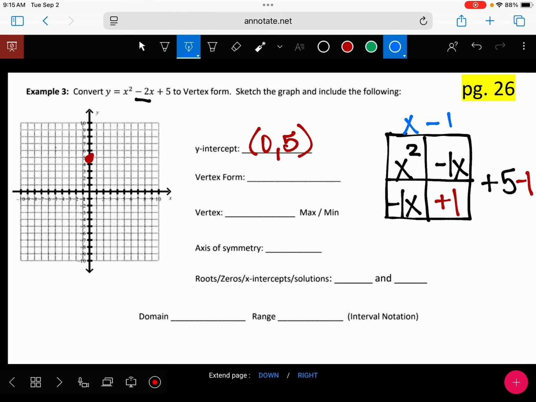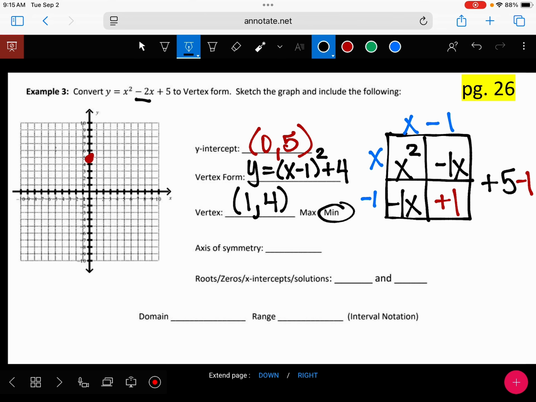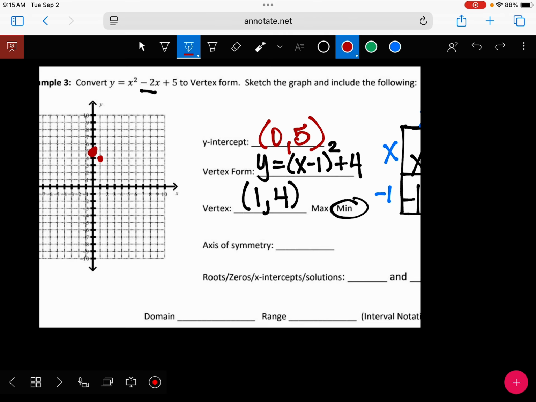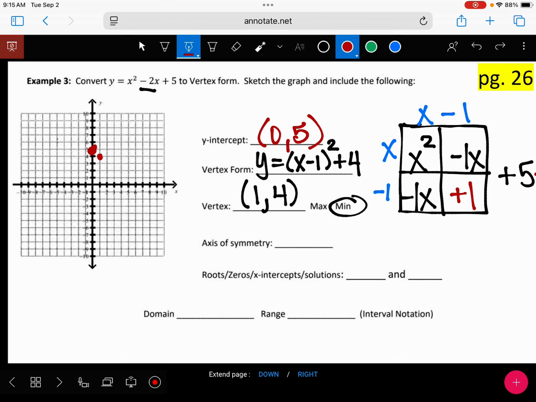So this factors down to y equals (x minus 1) squared. And then what is 5 minus 1? Plus 4. So our vertex is at (1, 4). And it's a minimum because it's a smile. So let's go ahead and put a point there. Right there. The middle of this graph is going to be at x equals 1.